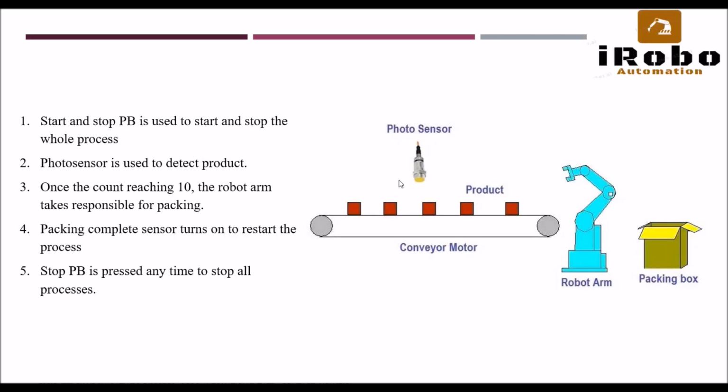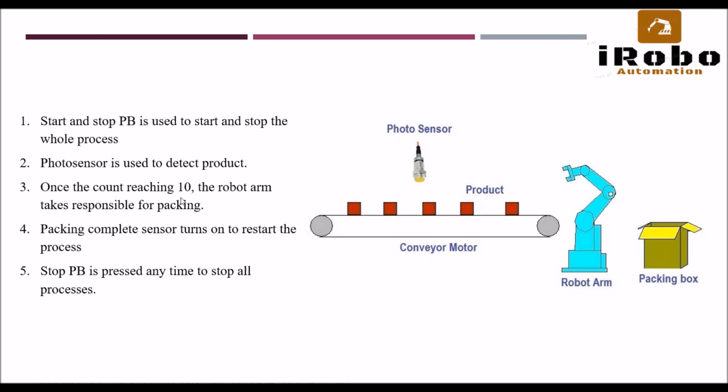So here there is a conveyor belt system. The conveyor motor is there, and parts or products are there on the conveyor belt, which means they will move on the conveyor belt. There is a photosensor that can detect the product, and there is a robot that is going to pick the product and place it into an empty box. The required working is: the start and stop push buttons are used to start and stop the whole process. Then the photosensor is used to detect the product.